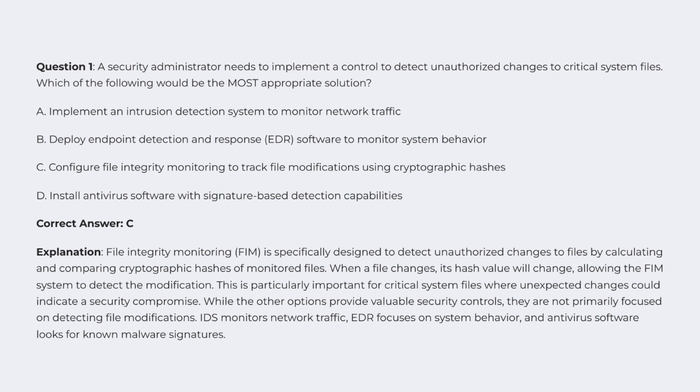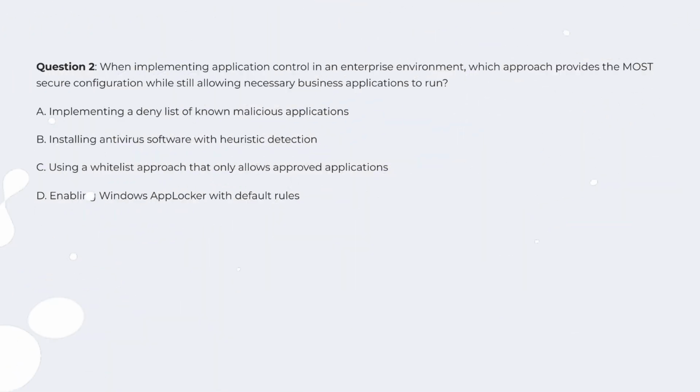While the other options provide valuable security controls, they are not primarily focused on detecting file modifications. IDS monitors network traffic, EDR focuses on system behavior, and antivirus software looks for known malware signatures. Question 2. When implementing application control in an enterprise environment, which approach provides the most secure configuration while still allowing necessary business applications to run?